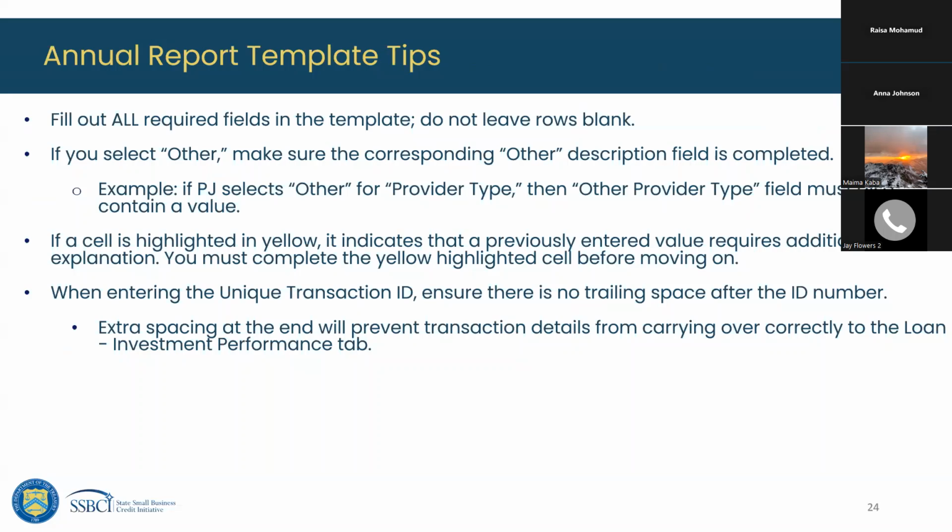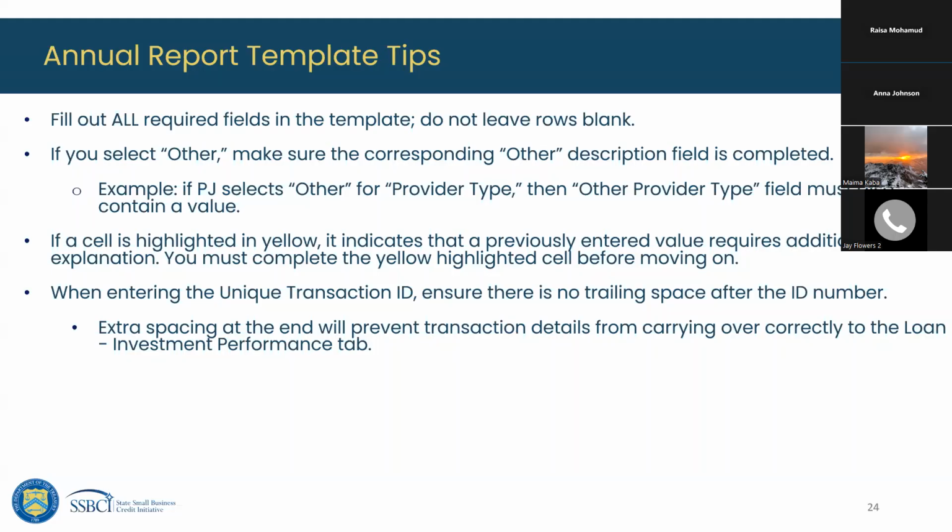Which goes into the next one: if a cell is highlighted in yellow, it indicates that a previously entered value requires additional explanation. So be sure that if you're seeing cells highlighted in yellow, you are trying to figure out what exactly is going on in the previous cell to make sure that you are inputting the correct data into the cell you're on.